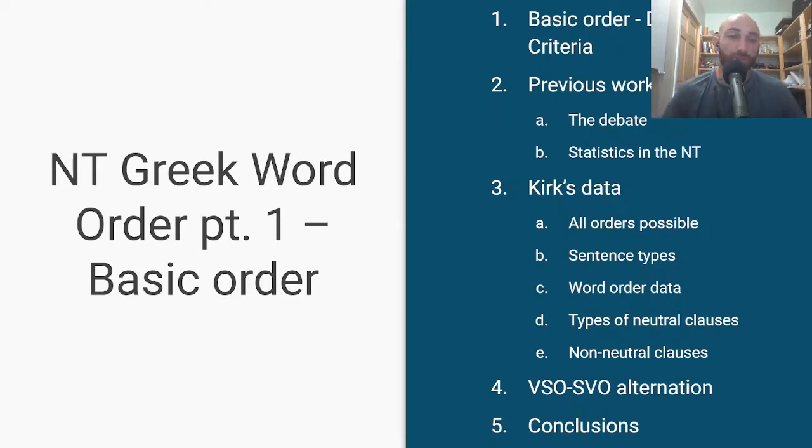Then we'll be looking at previous work on New Testament word order. This is primarily taken from her dissertation in chapter 2, where she discusses the previous work that's been done. And then we will look at her data. So we will look at how she gives examples of all orders for subject, verb, and object being possible. But then she whittles down her data based on sentence types.